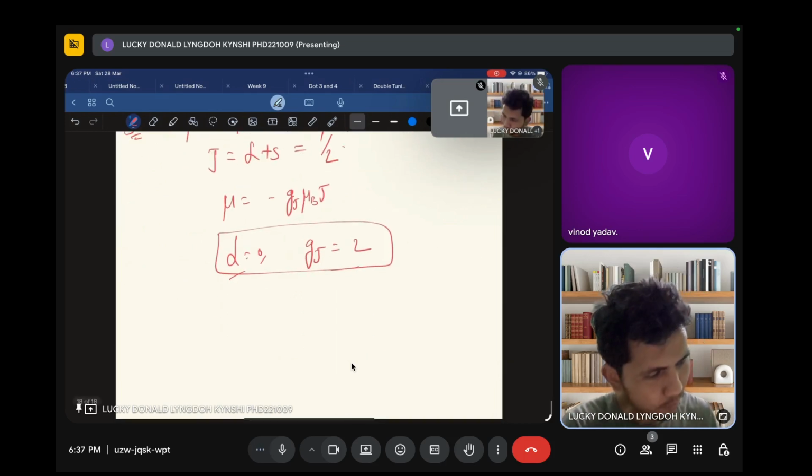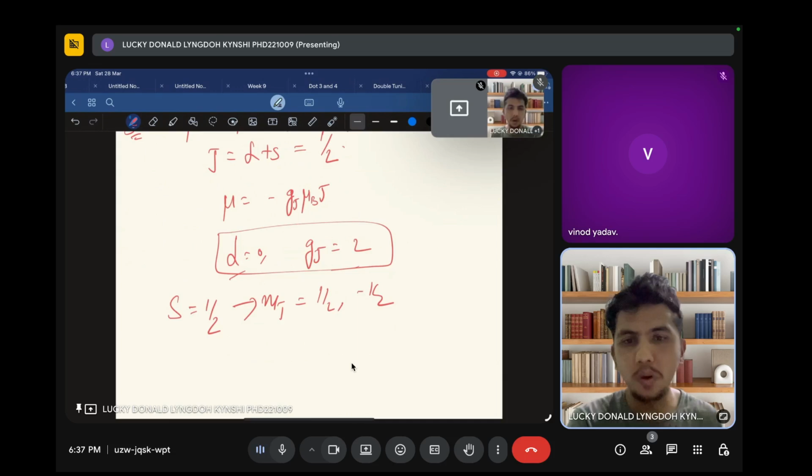Now, since your gJ is equal to 2, and L is equal to 0 and spin is half, S is also half, so MJ is equal to plus half and minus half.